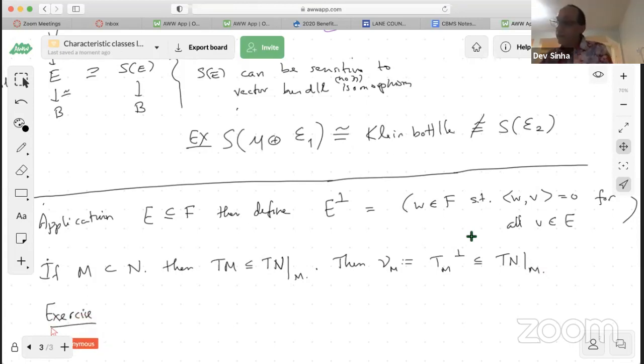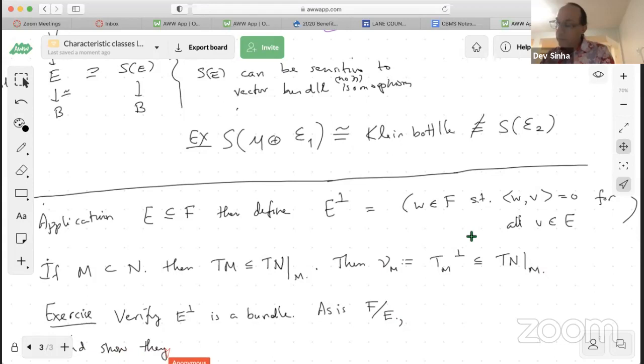Okay. But as I said, quotient, let me give a little exercise here. First, just verify E perp is a bundle. Maybe you're tired of verifying things are bundles, but if you're not yet, as is, I don't think we covered this yet, as is F mod E, and then show that they are isomorphic. Great. Okay.